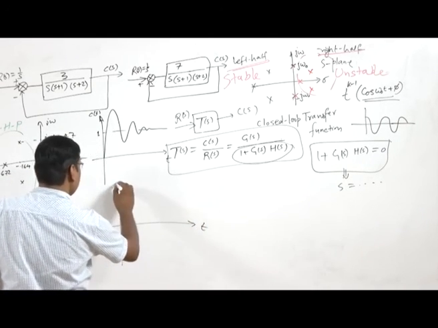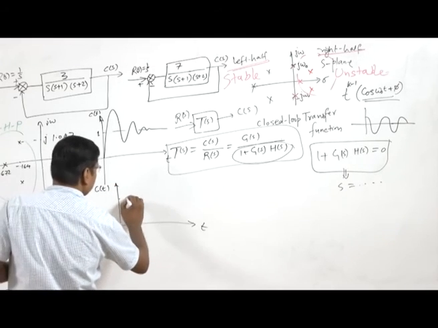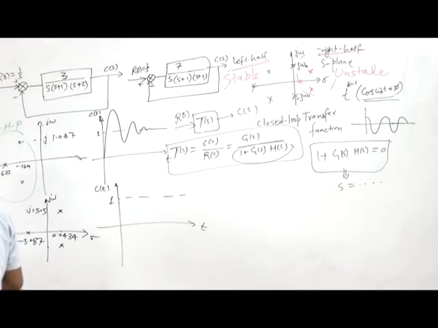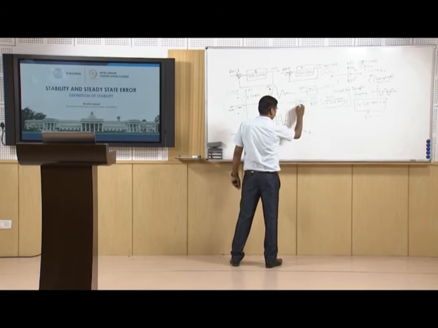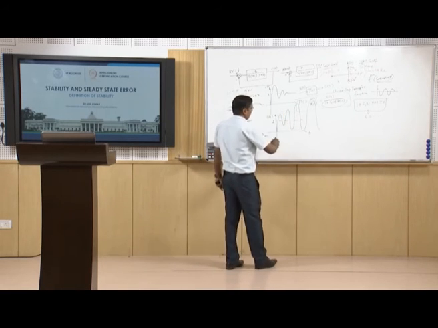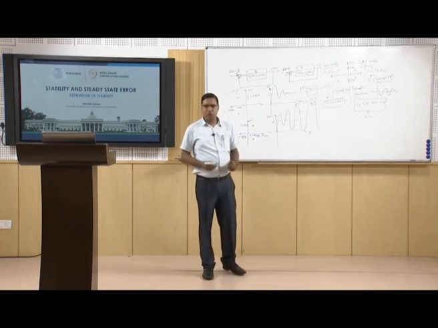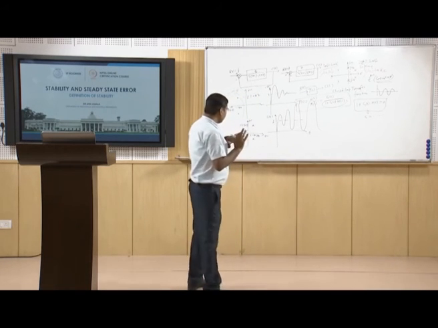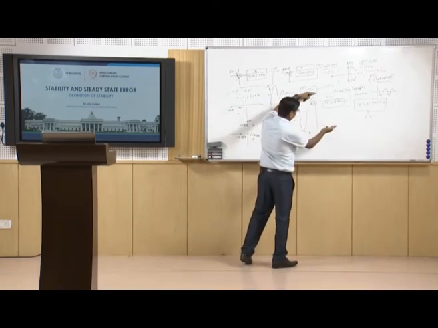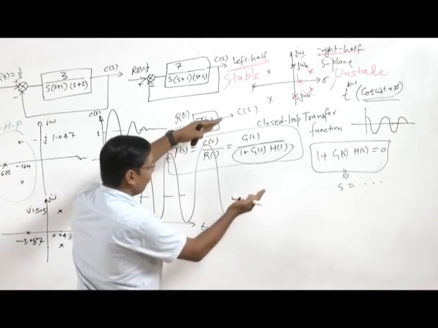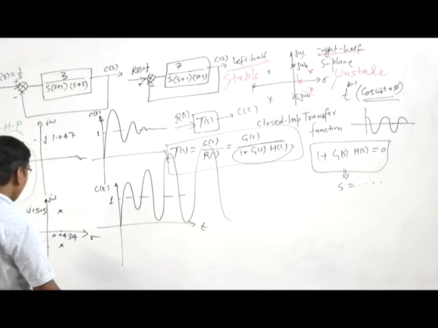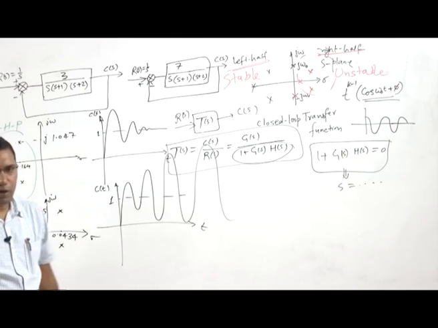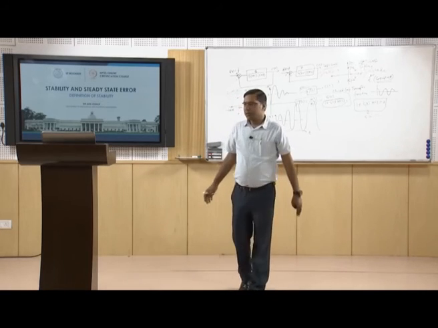So this is time, this is c(t), and this is 1, and we will see that the response will grow like this. So the response is growing, and so we can see from the response, when the transient part is growing and not approaching the steady state value, or the poles are in the right half plane, the system is unstable.